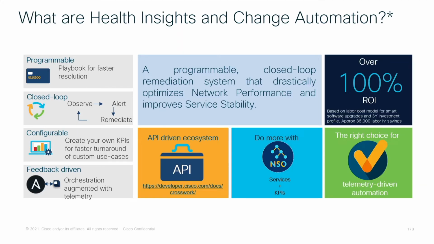Health Insights and Change Automation go hand in hand. Health Insights is where you can define the KPIs and specify the thresholds for the KPIs, and if the thresholds are breached, you get alerts, and those alerts can be sent to an external AIOps system. Change Automation is a workflow engine specifically designed for NSO services. It's not like a traditional workflow engine that we see.